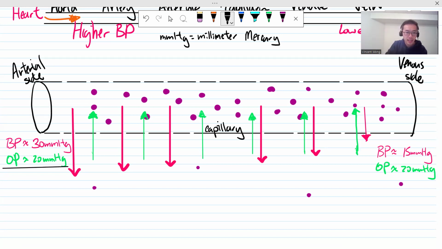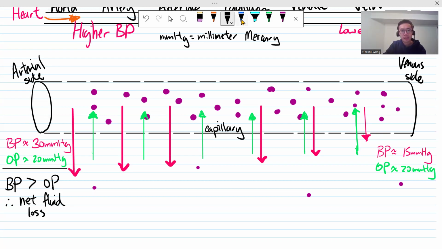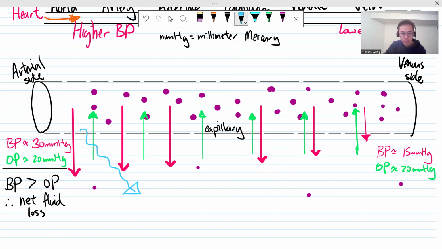So let's take a look at this end here, the arterial side. In the arterial side, the blood pressure is greater than osmotic pressure. Therefore, do you end up losing fluid or gaining fluid? Losing. That's right, you end up losing fluid. So you have a net fluid loss, and that's what's going to be happening. You're going to have fluid coming out. Not blood, just fluid, okay?